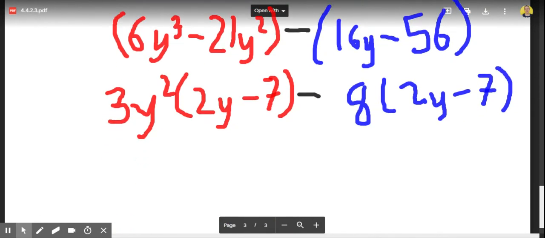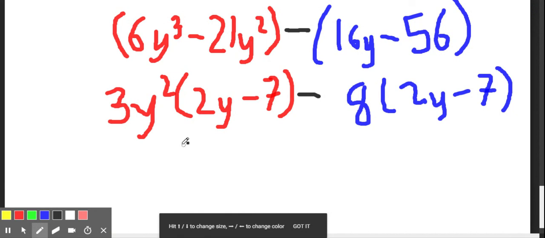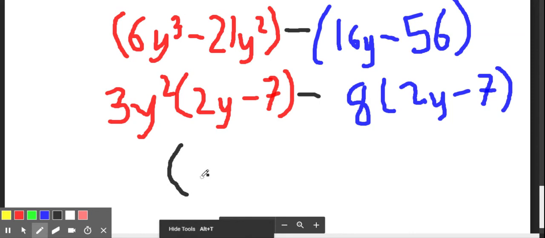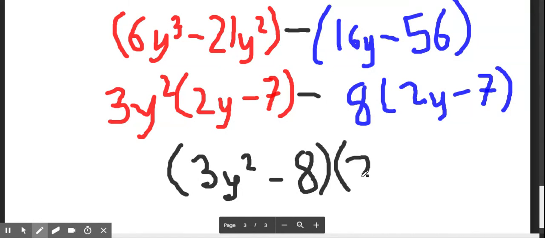And lastly, we are going to rewrite these as factors, as products. So we have them written as they're going to be subtracted from each other. But now we want to write it as what is multiplied. We only want things that are going to multiply. So 3y squared minus 8 times 2y minus 7.